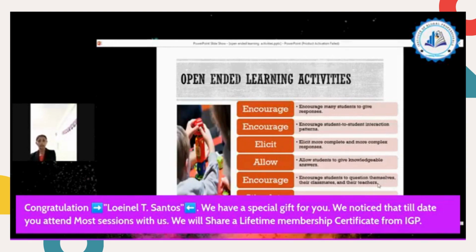Also, and lastly, these open-ended learning activities stimulate further thought and exploration. Their minds will be more creative, and they're going to explore one specific task, leading them to more realistic, more complex responses. Okay, next.